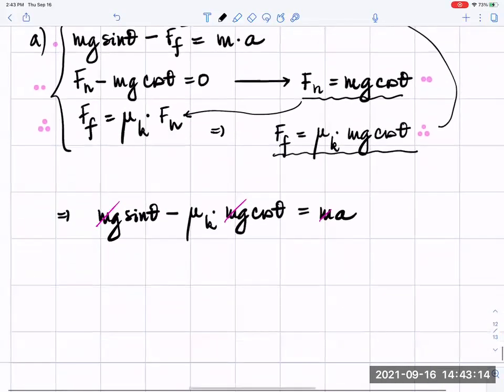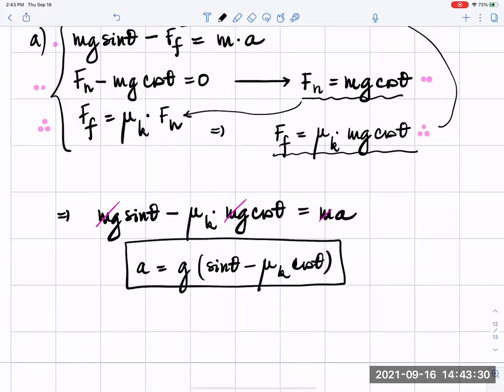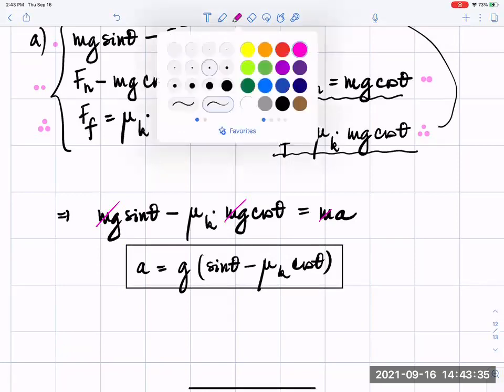Okay, good. So here you can see acceleration is, you can actually show it nicely by factoring out g. So you have g parentheses sine of theta minus mu k cosine of theta. Very nice. Now you can take your own calculator and plug in your numbers, and you will obtain a result for that.